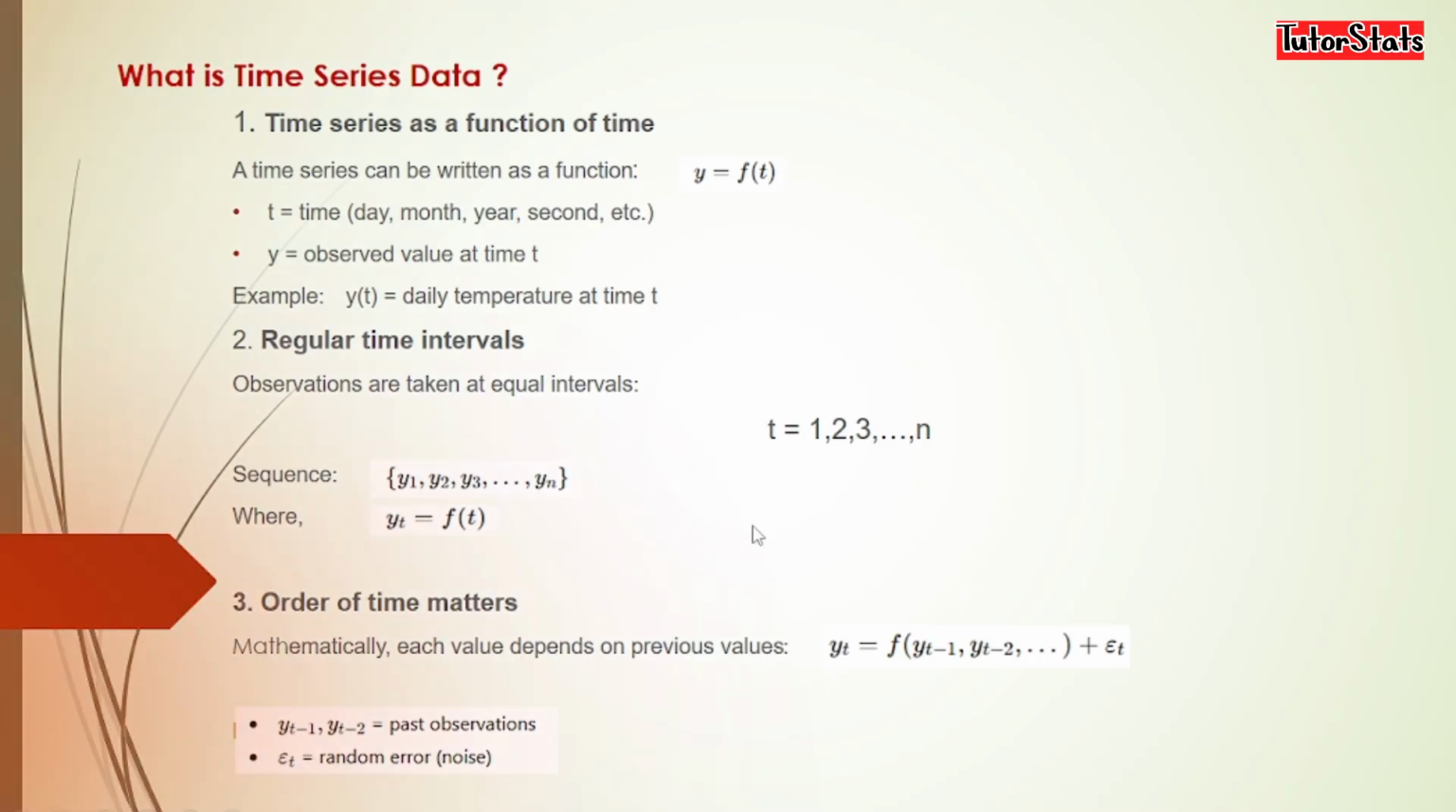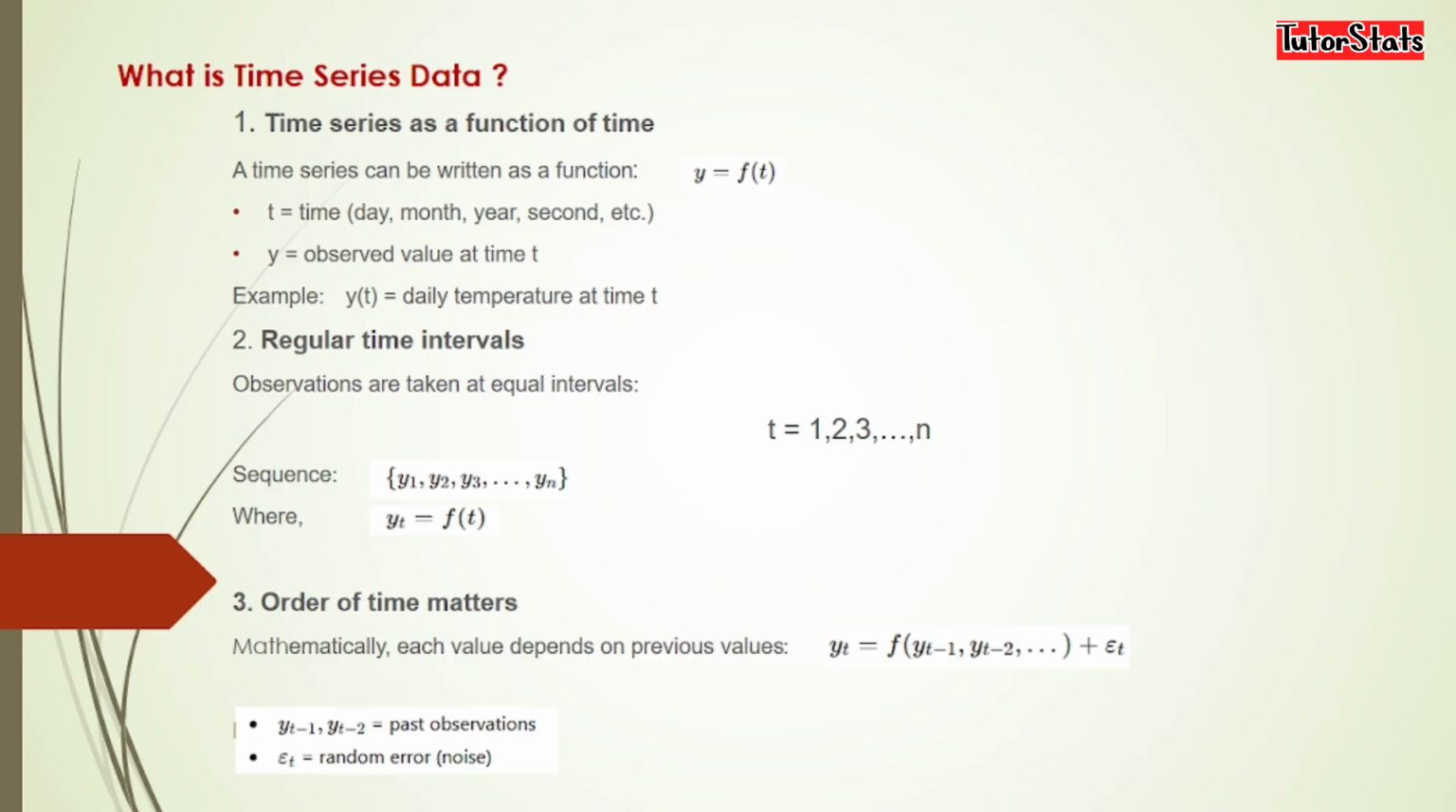For example, monthly sales of a shop. January sale is 10,000, February 12,000, and March is 15,000. Here the time gap is exactly 1 month between every observation. That is why this is time series data.